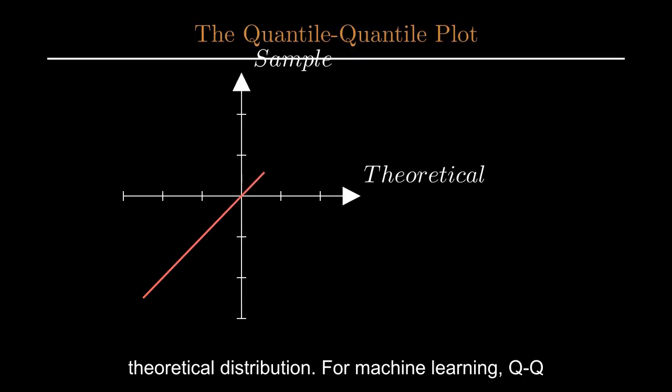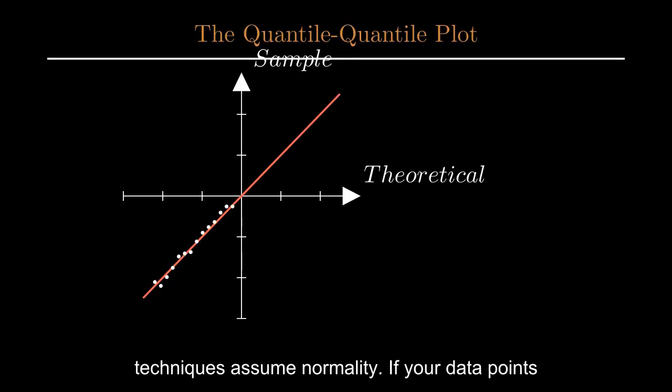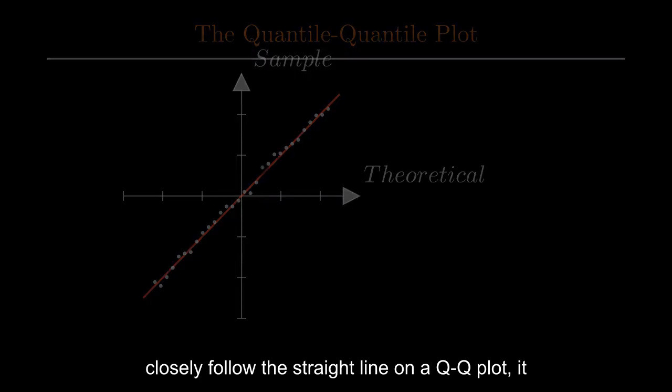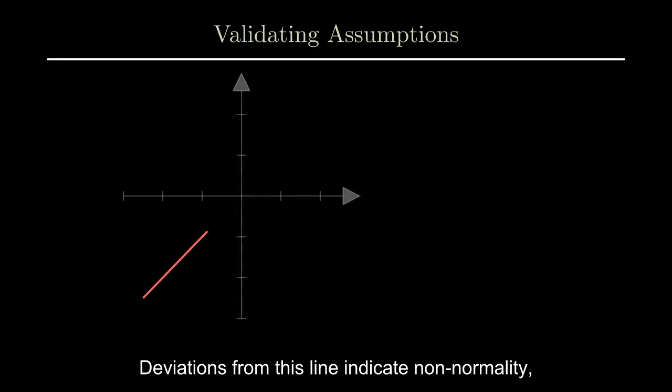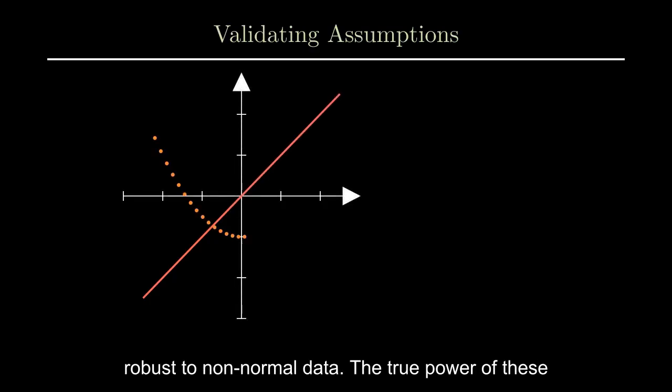For machine learning, QQ plots are vital because many statistical models and techniques assume normality. If your data points closely follow the straight line on a QQ plot, it suggests a good fit to the theoretical distribution. Deviations from this line indicate non-normality, prompting you to consider transformations or models robust to non-normal data.